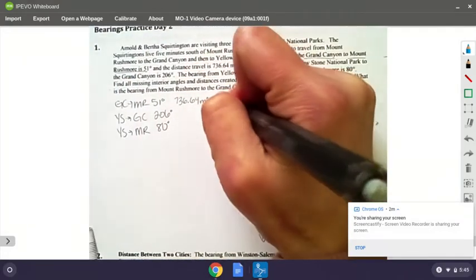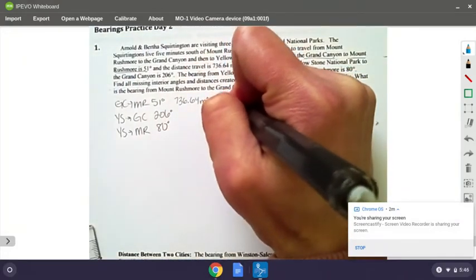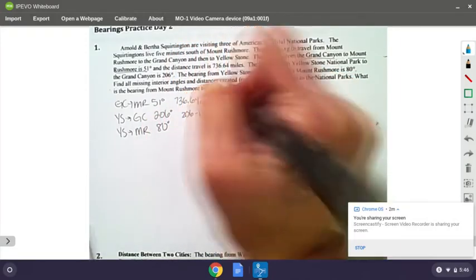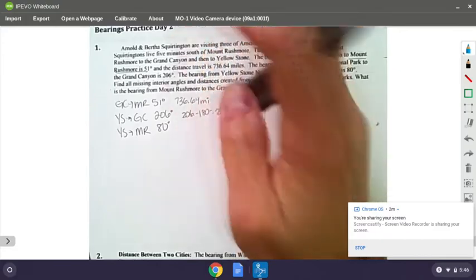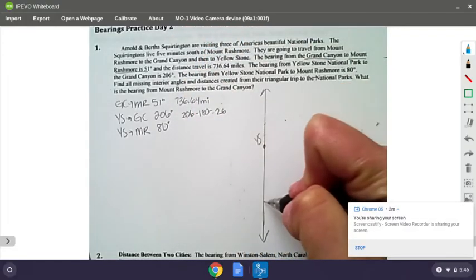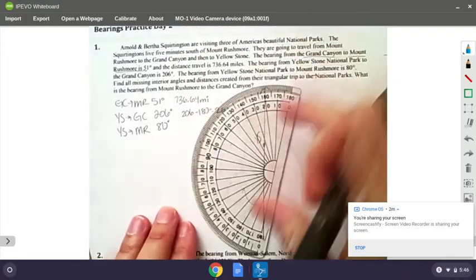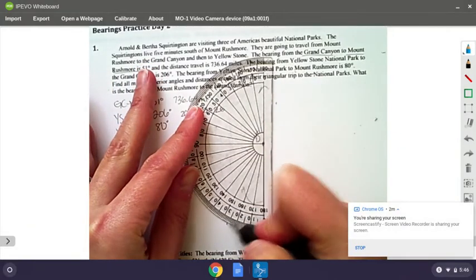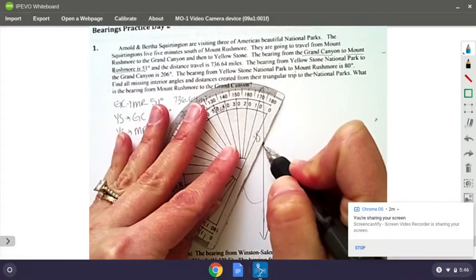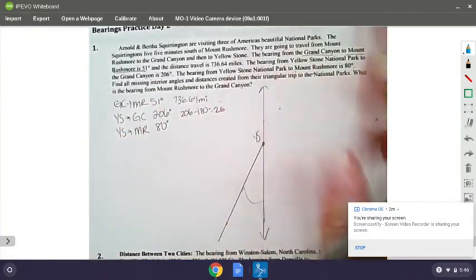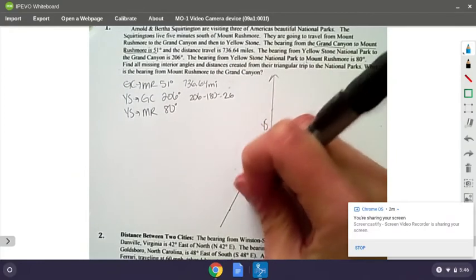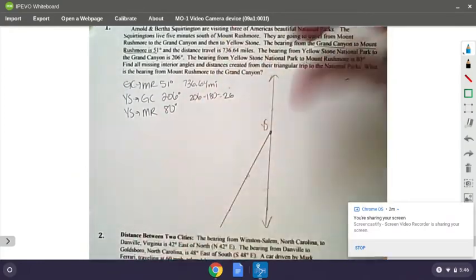let's just do 206. Where are we? 206 minus 180, which is 26. And so I'm going to go 26 degrees from here, this way. So over here. Remember, anytime you're doing bearings, as you make the bearing angle, you have to make sure that you label the angle so you have that value for later.